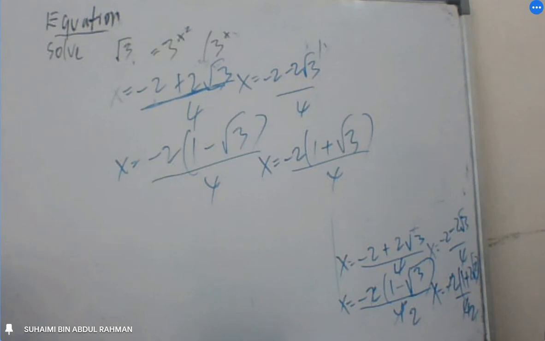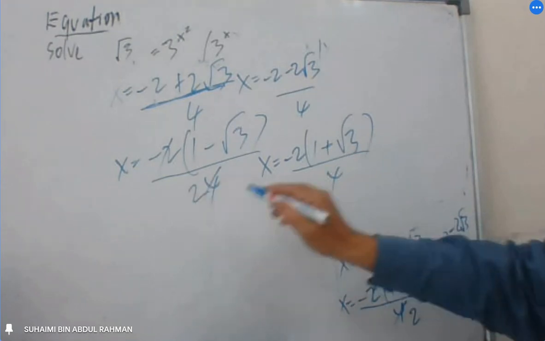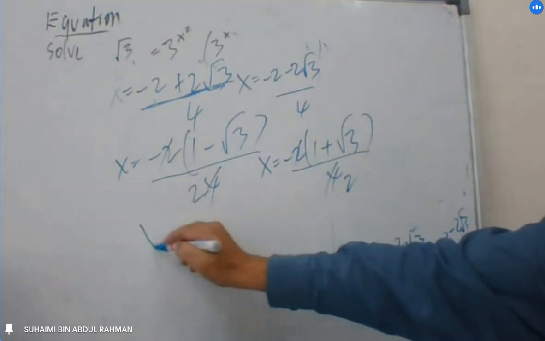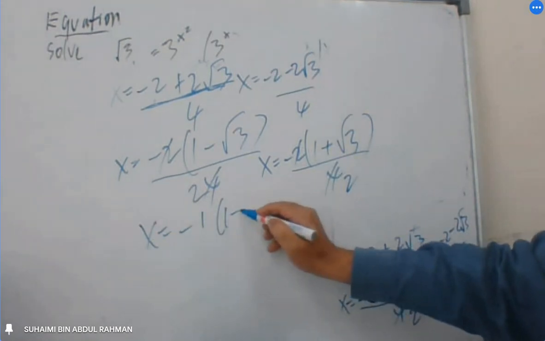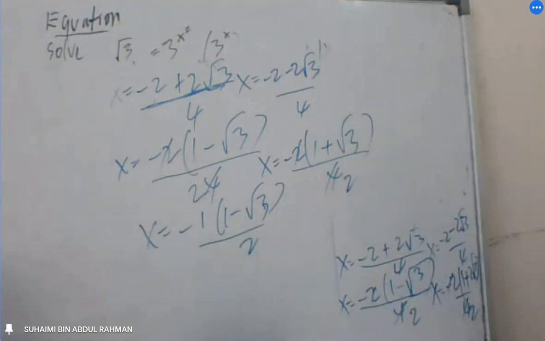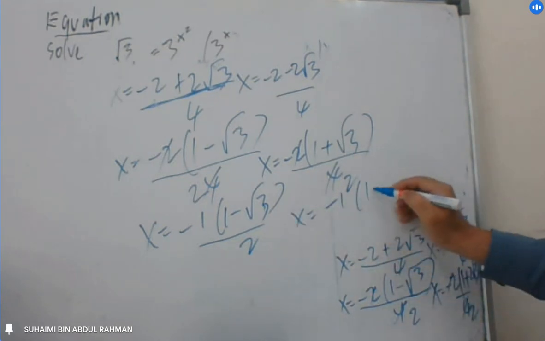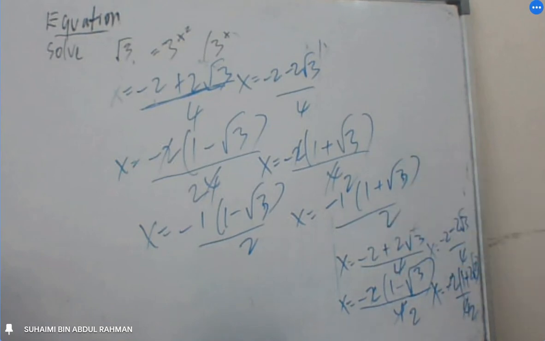Alright, sir. Then now we just cancel 2 and 2. So the last answer is x is minus 1 times 1 minus square root of 3 over 2. And x is minus 1 times 1 plus square root of 3 over 2.